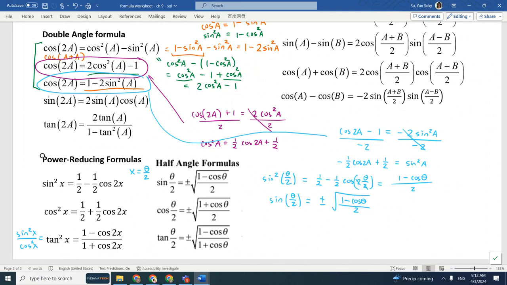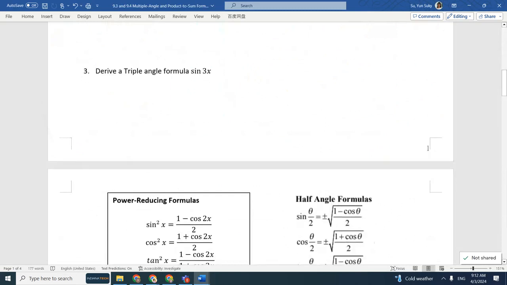Similarly, you get the cosine theta over 2. Just let x be theta over 2, and take the square root on both sides. And similarly with the tangent. Okay, so all these formulas will be provided. Now I just show you why we derive those formulas. So now how do we use those formulas to solve examples? This is more important.